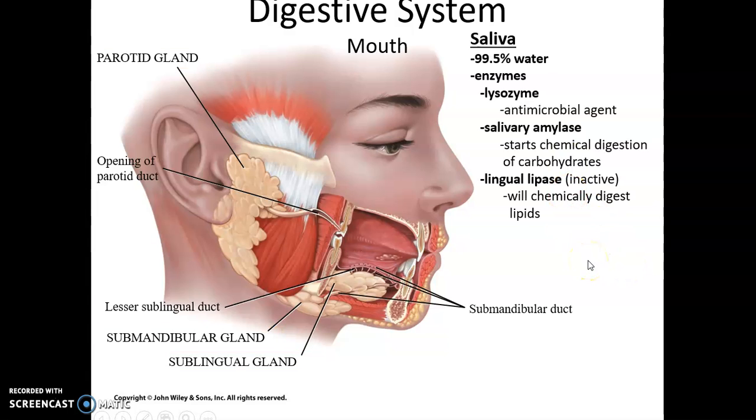The saliva itself is mostly water, 99.5% water, but it does have some electrolytes and enzymes, and these include lysozyme, which is an antimicrobial agent that helps to kill some microbes. Salivary amylase is an enzyme that helps to break down carbohydrates, so it engages in chemical digestion of carbohydrates. And then lingual lipase, which is inactive. But when it is active, it breaks down lipids or fats, but currently it is inactive.